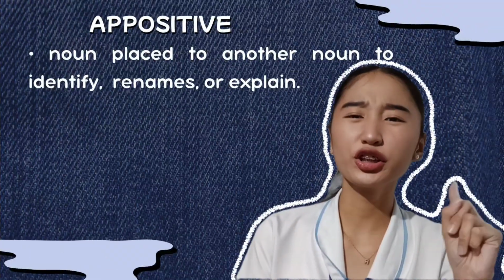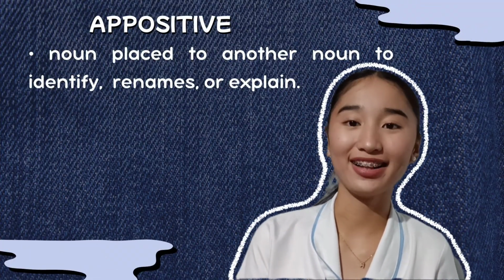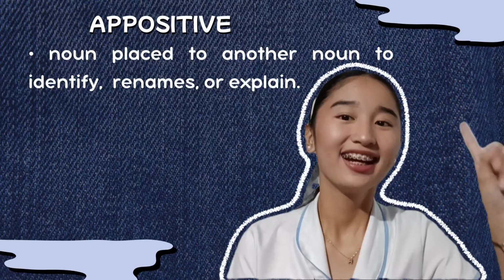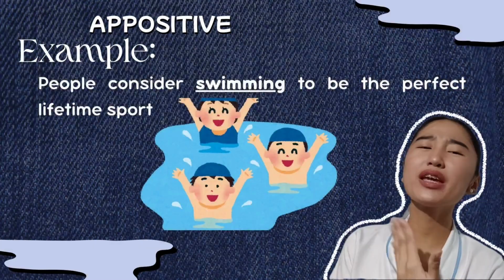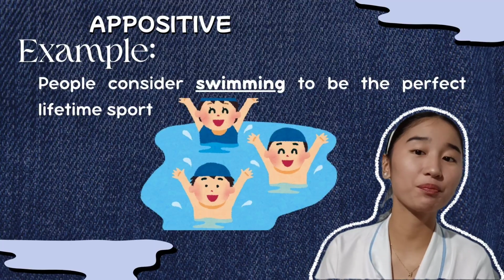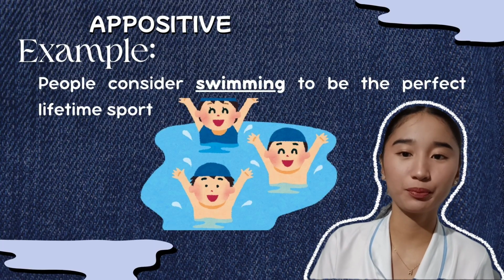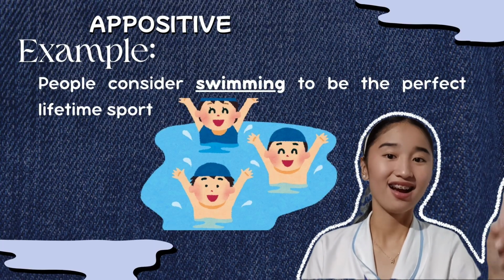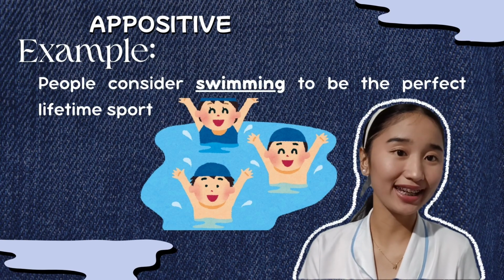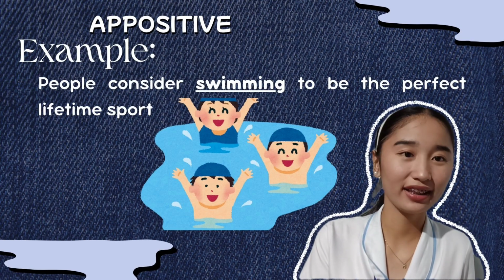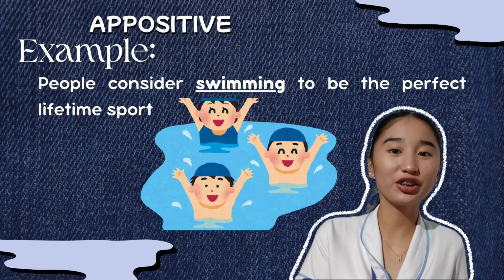Lastly, gerunds as an appositive. Usually a noun is placed next to another noun to identify, rename, or explain it. For example, people consider swimming to be the perfect lifetime sport. Notice also that the appositive above is set off by explaining or stating a fact, right? Their opinion. It's something to do with discussing.